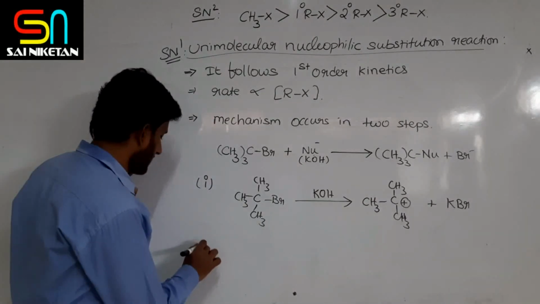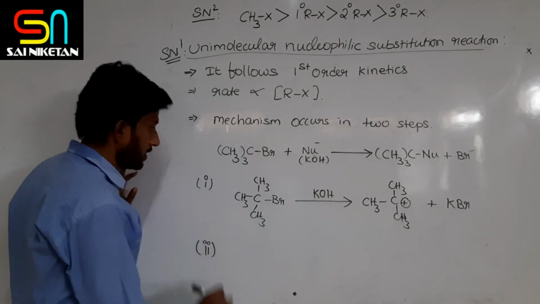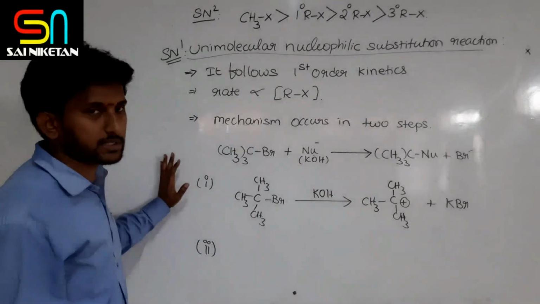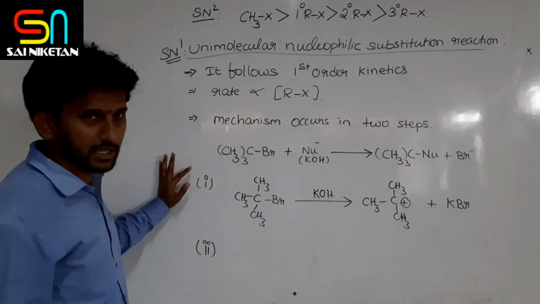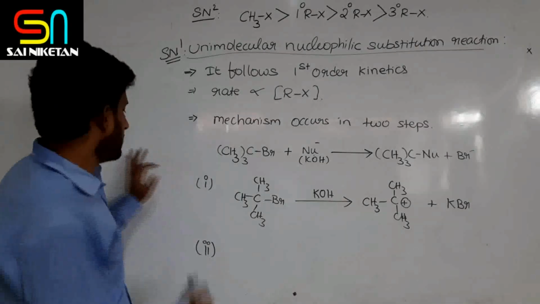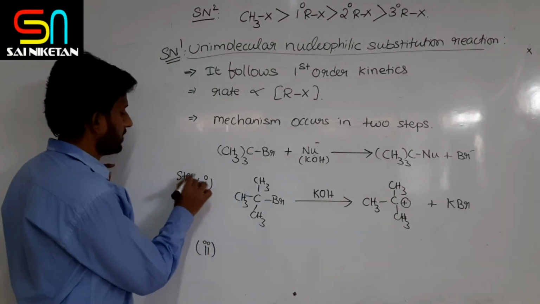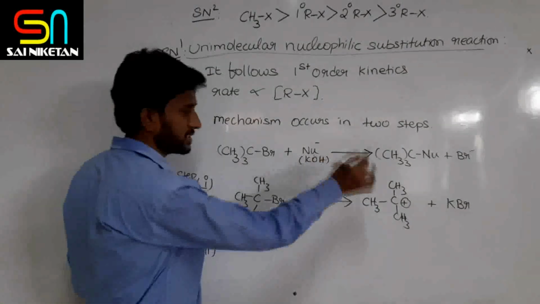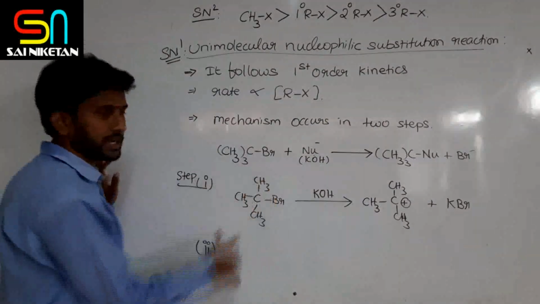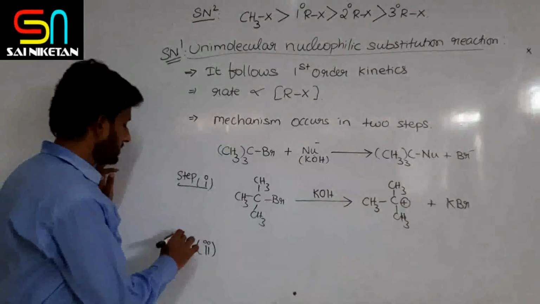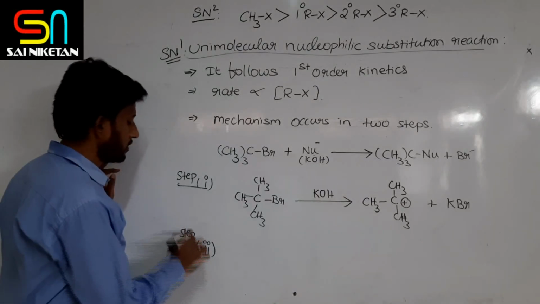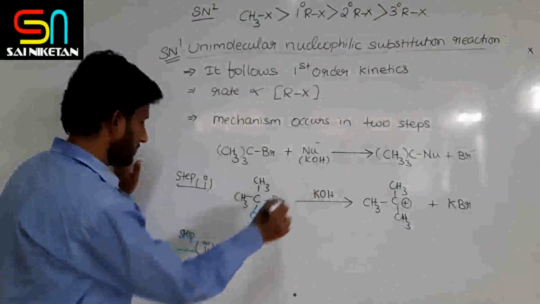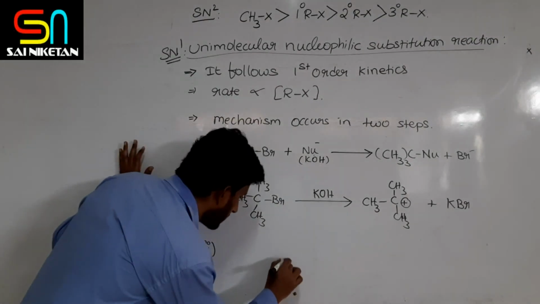In the second step, nucleophile attacks on this carbocation. So this is the specialty of SN1. It takes place in two steps. In step one, first the leaving group, Br minus, is eliminated. Then carbocation will form. And in step 2, the incoming nucleophile or the new nucleophile attacks on the carbocation.